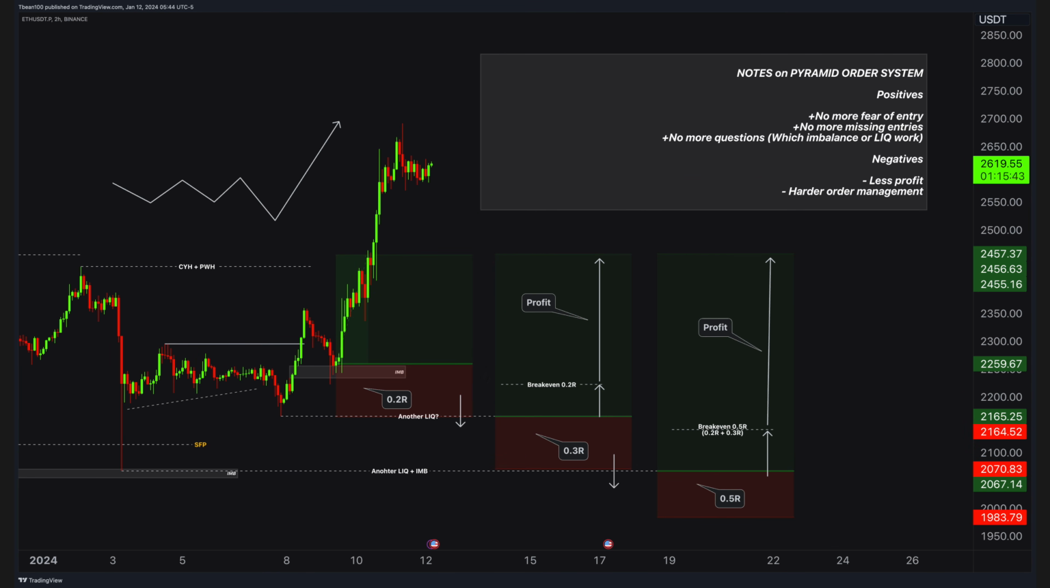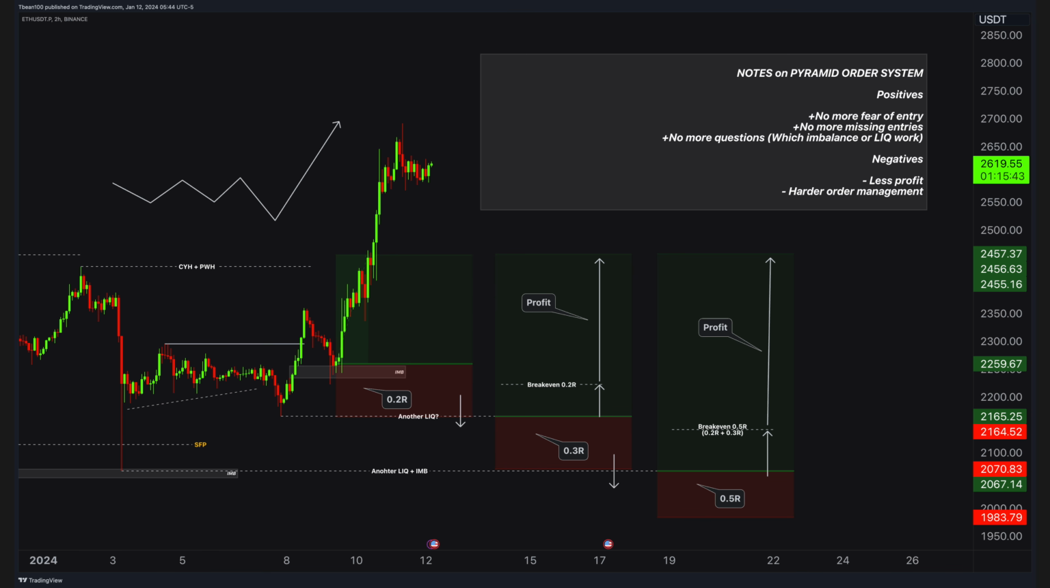However, nothing is perfect. The positive sides of the pyramid order system are these. You'll no longer fear entries. You will feel secure and easy when you build your trades. Furthermore, you'll never miss any entry because your orders are waiting for almost all possible entry areas. You will never ask me again which imbalance or liquidity to choose because you have orders everywhere.